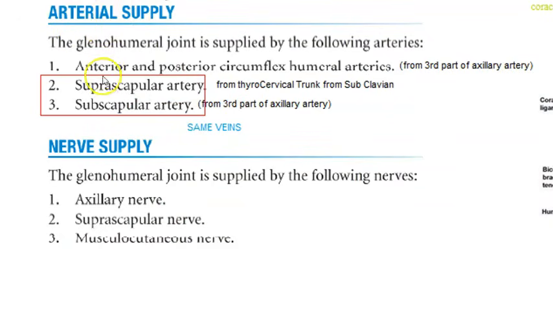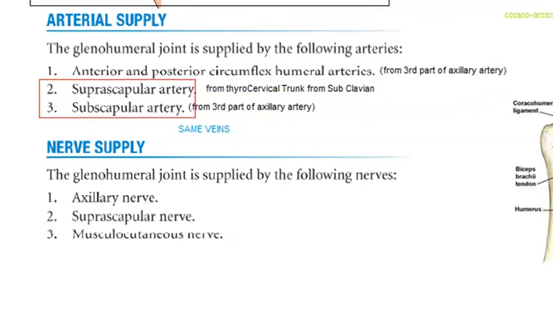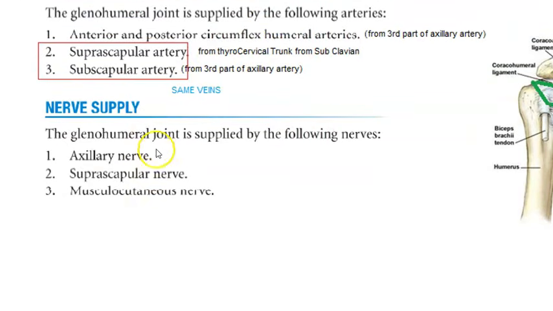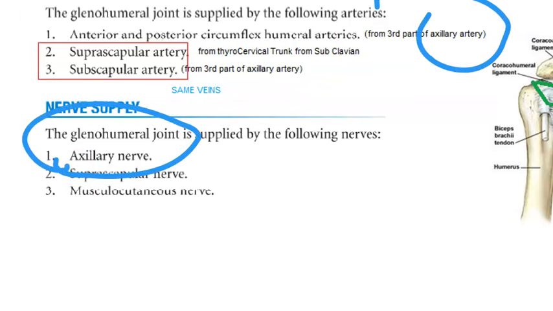What are the arteries supplying it? You have the circumflex humeral arteries. You have the scapular arteries, suprascapular and the subscapular artery. So remember circumflex humeral arteries, this is a part of the axillary artery. Everything is a part of the axillary artery. Coming to nerves, you have the axillary nerve, suprascapular nerve, and musculocutaneous nerve. Remember axillary artery, axillary nerve. That much will help a lot.